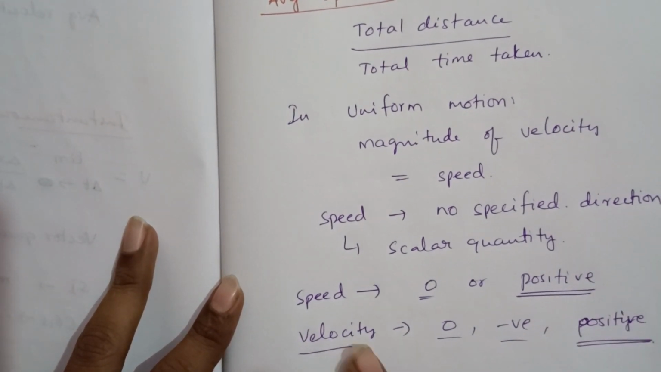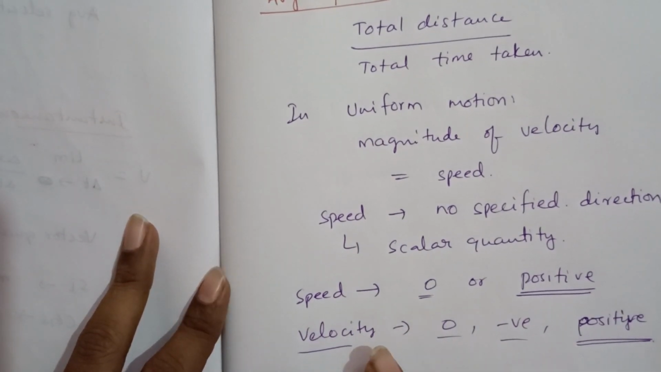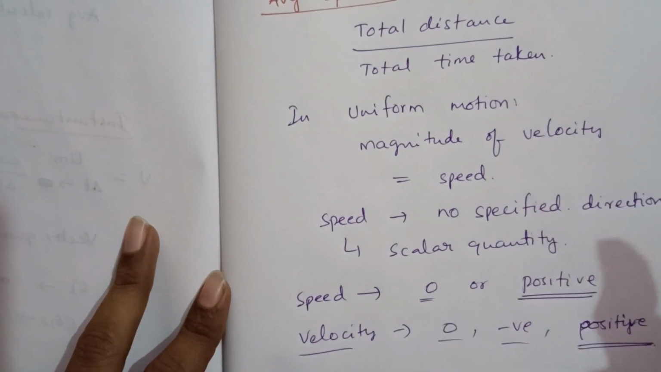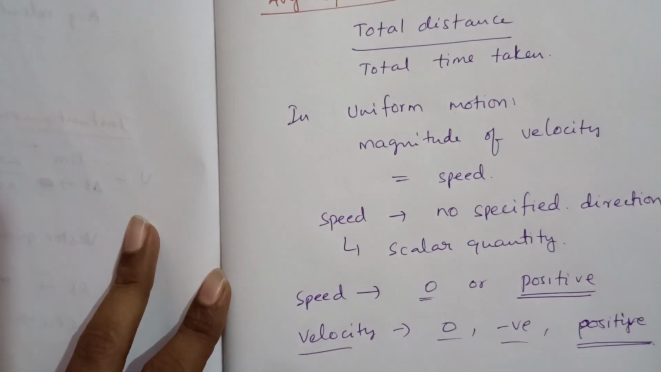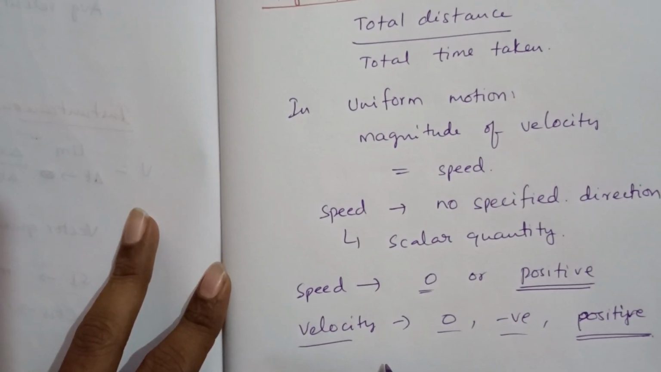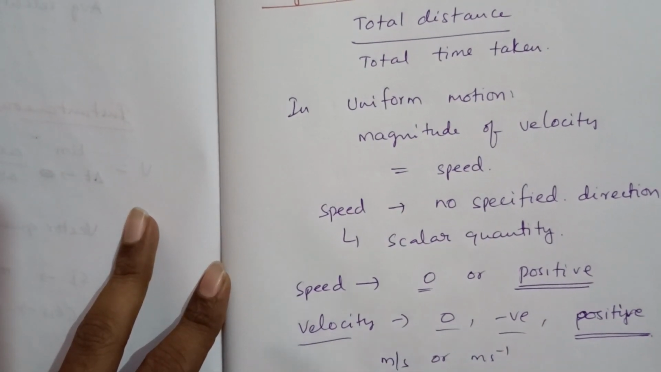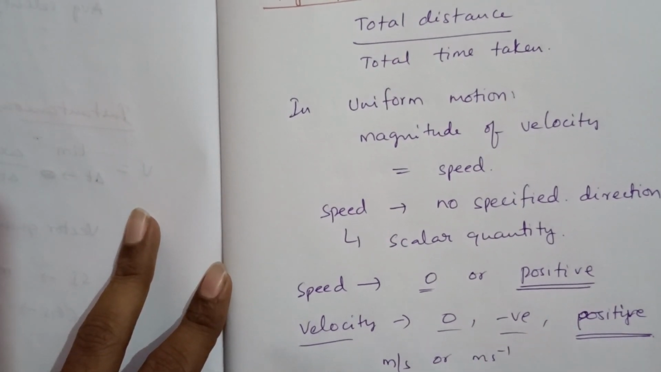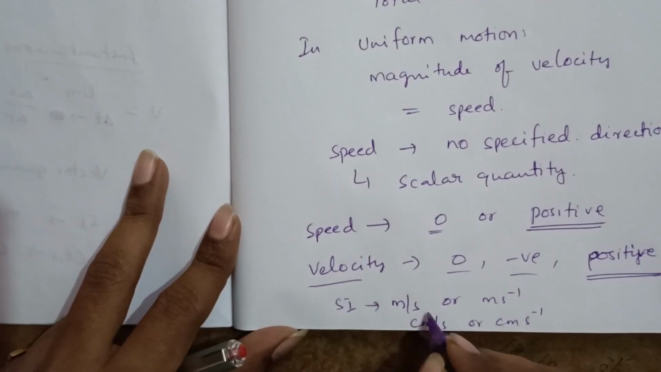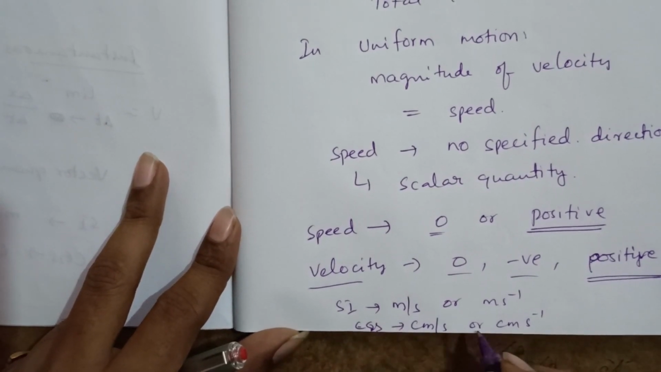In velocity, we have taken displacement. As displacement becomes negative, velocity also can become negative. But in speed, we have taken distance by time. Distance won't be negative, so speed also won't be negative. Speed has the same units as velocity, meter per second, or centimeter per second. The SI unit is meter per second. The CGS unit is centimeter per second.